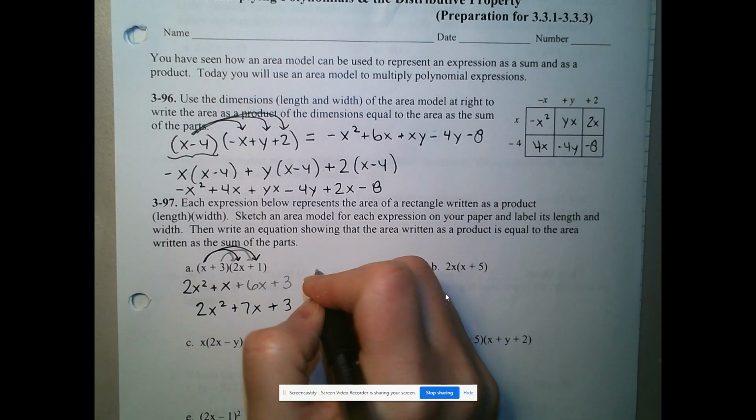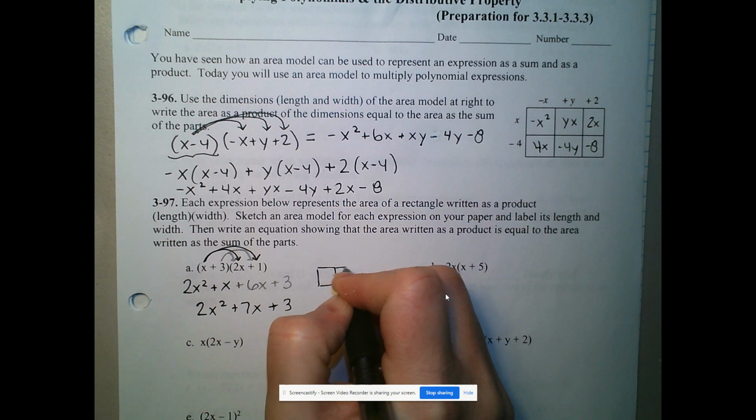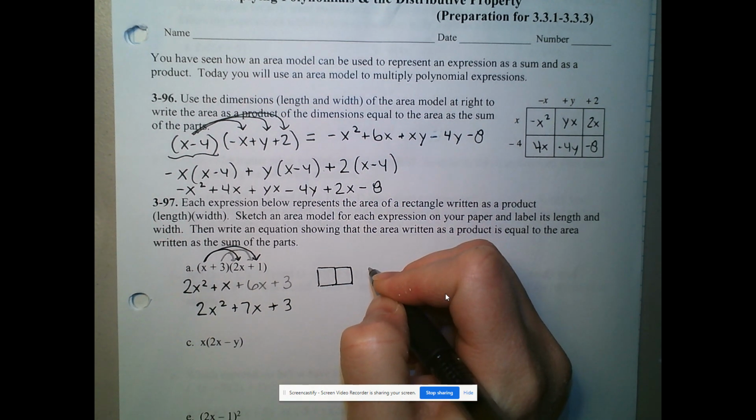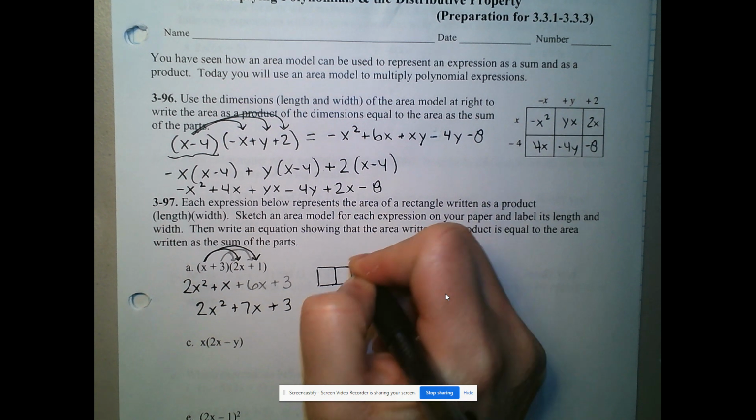Had I drawn it, I could have done the 2x squared tiles, which I have 2x squared. It would have taken me 7x tiles.